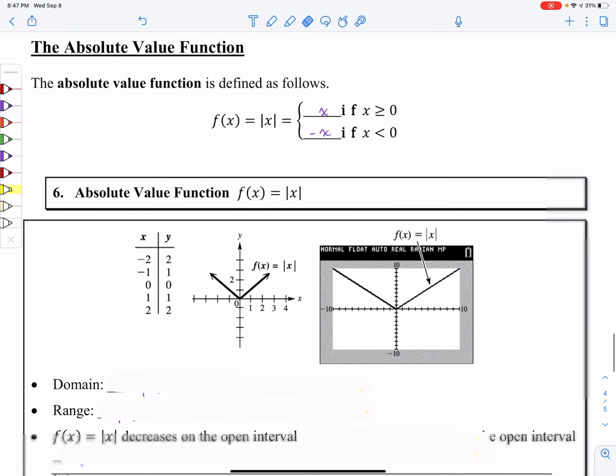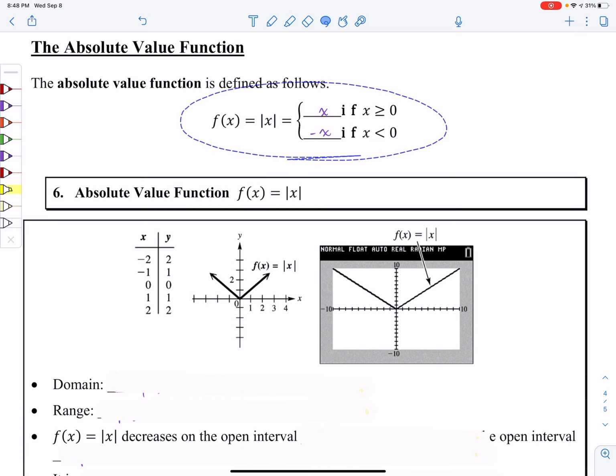Now, before we talk about the absolute value function, I do want you to see the definition of absolute value. I realize that in your mind, you probably think, okay, absolute value just means anything inside is going to be positive. And that is a true statement, but if I'm going to write that in a geeky way, this is how I would write the definition of absolute value.